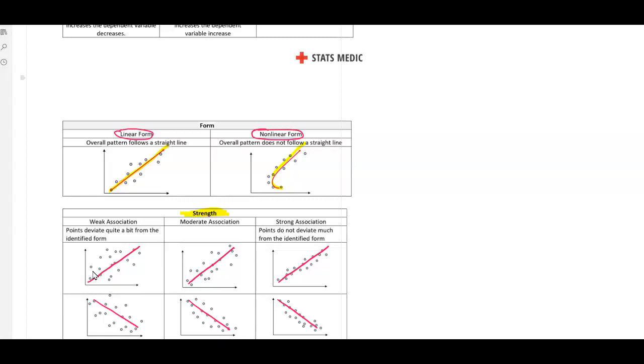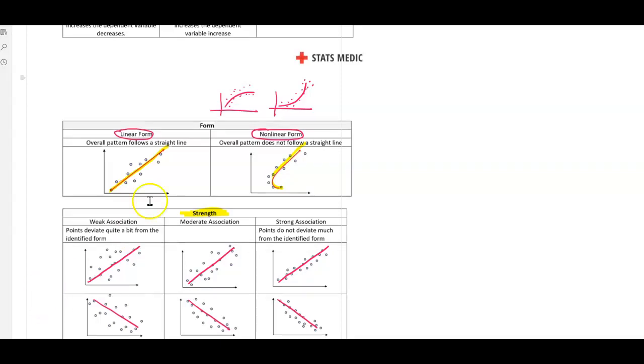Other nonlinear forms sometimes look like this. You'll have a curve that goes like that, or you'll have a curve that goes like this. Those would be nonlinear. So if the dots were around something like that, we'd say that's nonlinear. If the dots were around a curve like this, we'd say it's nonlinear.